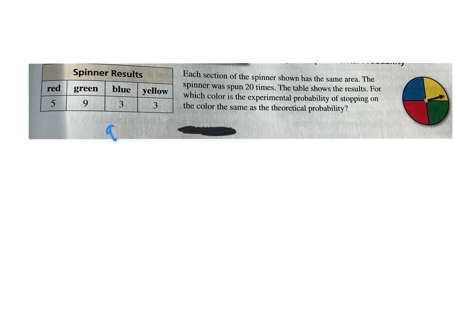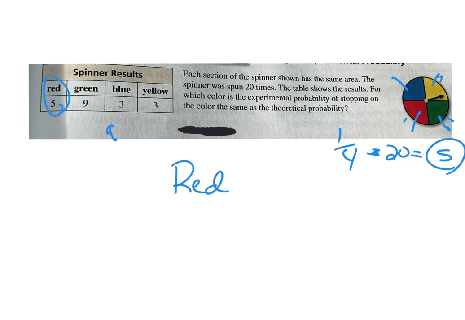Okay, theoretically, if you spin it 20 times, each time you have a 1/4 chance of getting a blue, 1/4 chance of getting a yellow, 1/4 of getting a green, 1/4 of getting a red. Which means if you do that 20 times, 1/4 times 20 should be 5. You're looking for something to happen 5 times because that would be what you would expect, because you have a 1/4 chance to get each color. Well, red is the one that happened 5 times. Experimental is actually doing the experiment, whereas theoretical is what you would expect without doing the experiment.